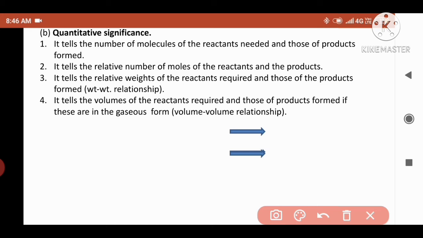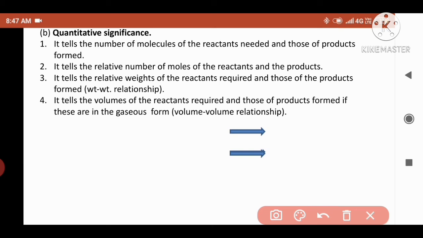Means it generally explains how many molecules of the reactant are involved, how many molecules of products are produced, and how many moles of the reactants are involved, how many moles of products are produced. Means molecule ratio, mole ratio, and not only that, what is the weight of the reactants involved and what is the weight of products produced. Means weight relationship is also explained here. And volume relationship is also explained, means how much volume of the reactants is consumed and how many liters of the product is produced.